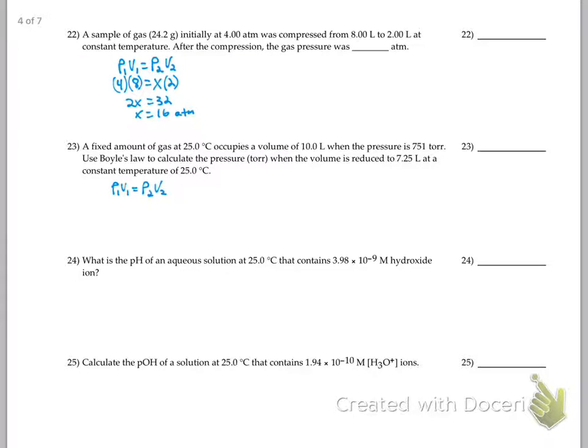Next question, same formula, P1V1 equals P2V2. This time we're going to be in torr, 751 times 10 liters. It's going to be equal to X times 7.25 liters.